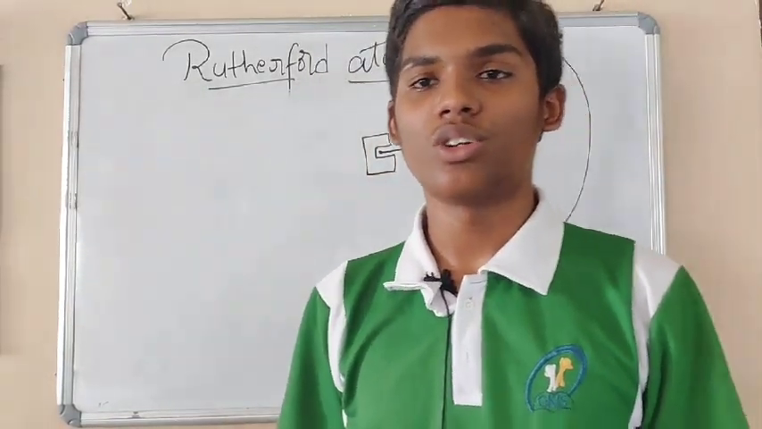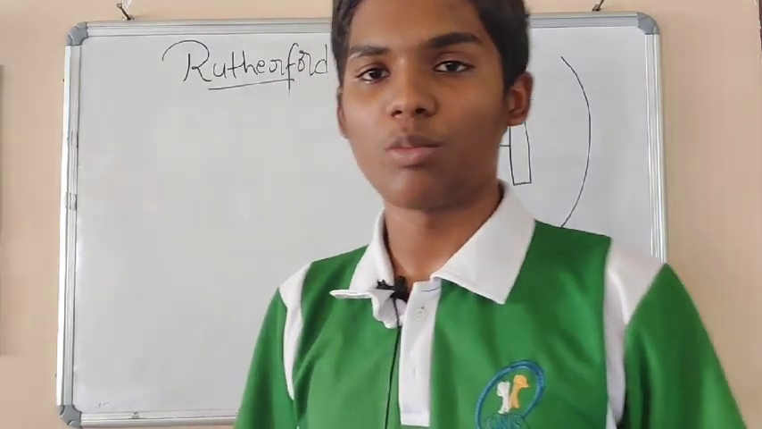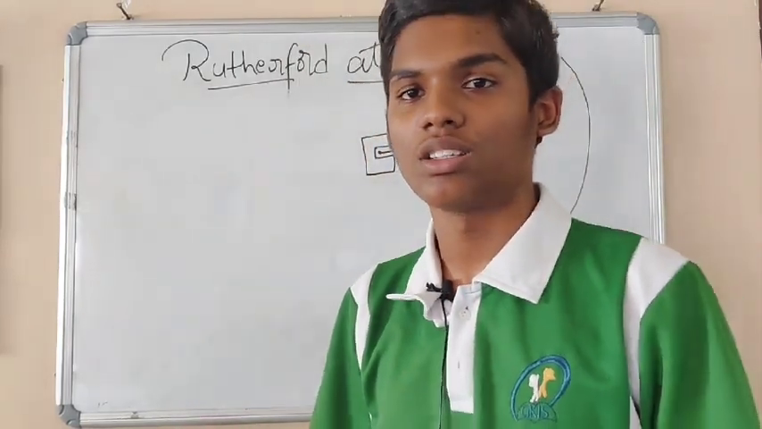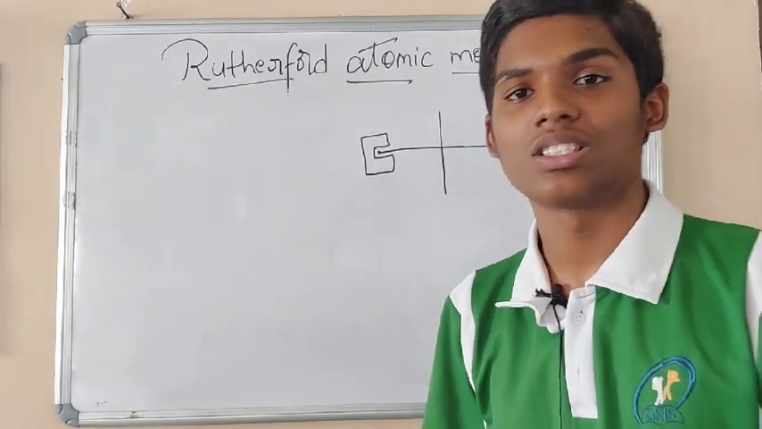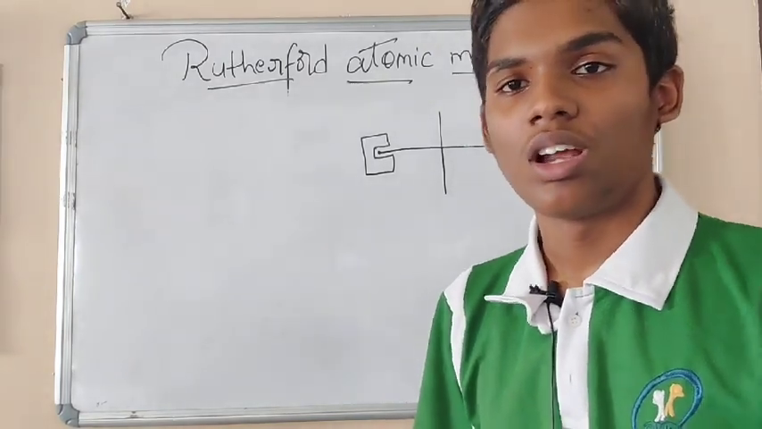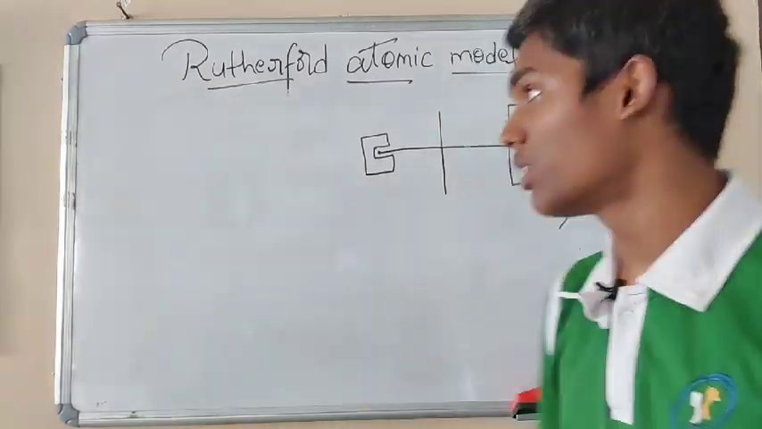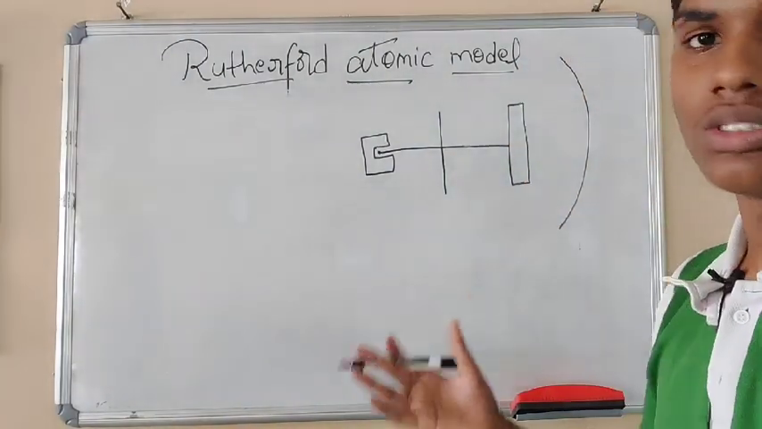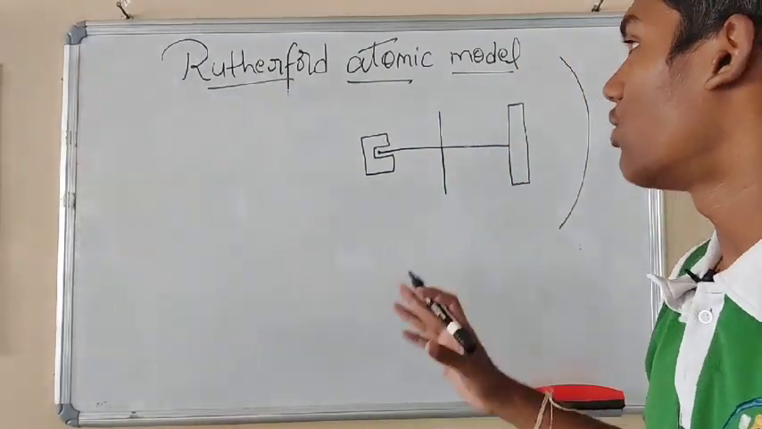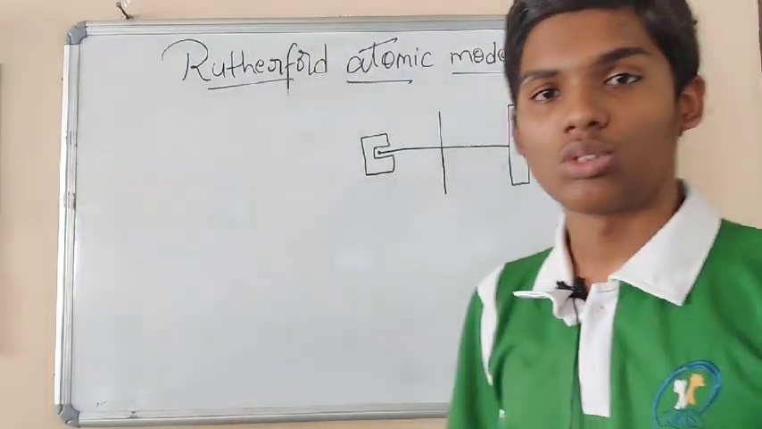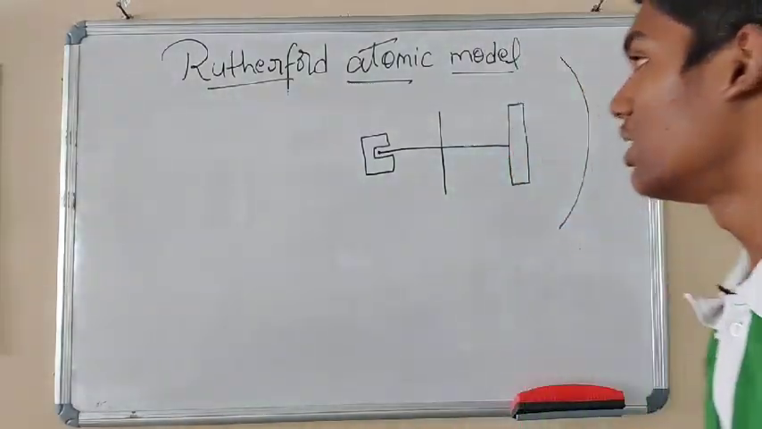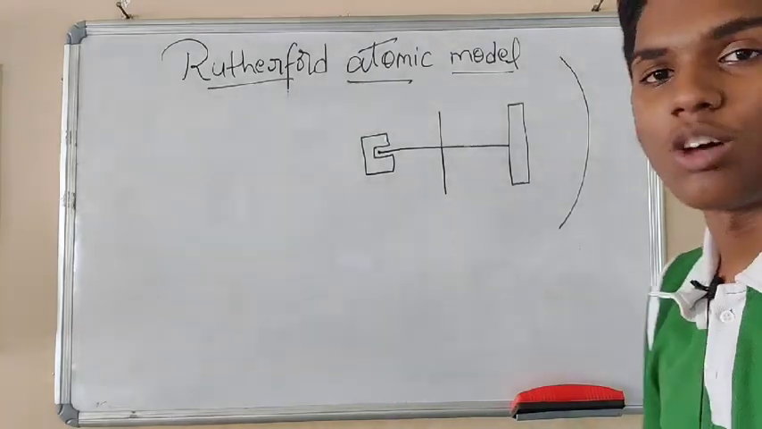Okay, today we are going to continue our topic atomic structure, class 11 chapter 1 in chemistry. In the previous video we discussed up to J.J. Thomson's atomic model. Now we are going to continue with the Rutherford atomic model. Another scientist called Rutherford also discovered his version of the atomic model.